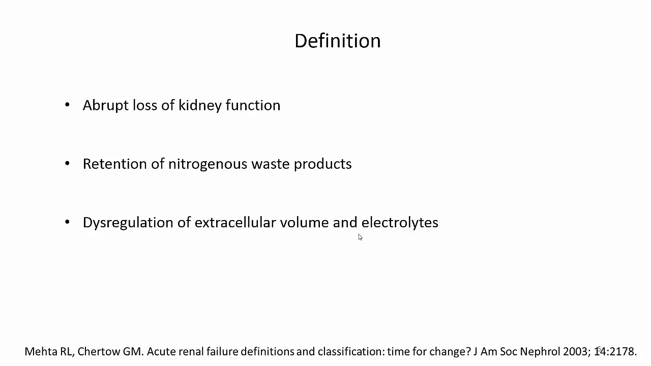What is the definition of acute kidney injury? I'm sure most of us know this, but to just define the basics, you'd have to have an acute loss of the kidney function. You'd have to have a retention of some waste products, and you'd have to have some sort of dysregulation of the extracellular volume and electrolytes. And those are basically the functions of the kidneys that we know about. Now, this is more of a pathophysiologic definition of acute kidney injury.